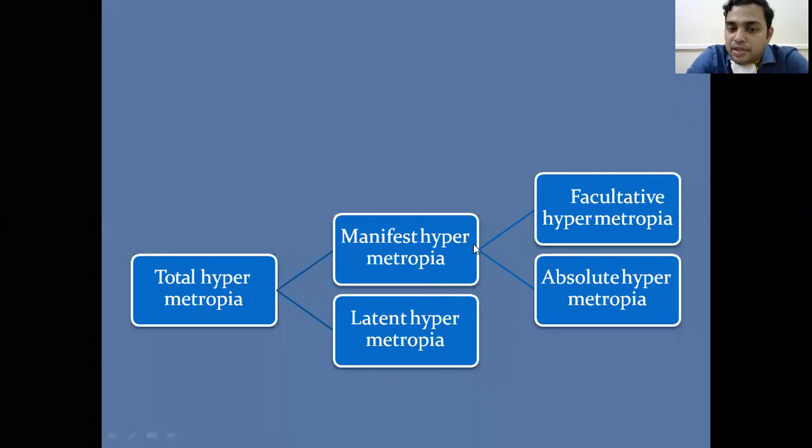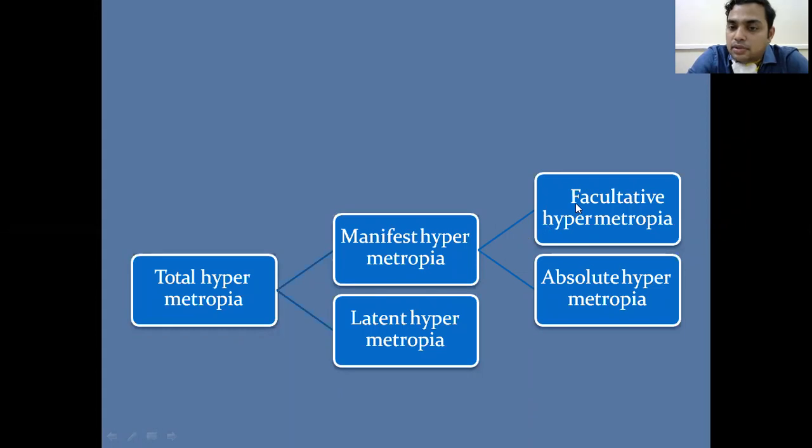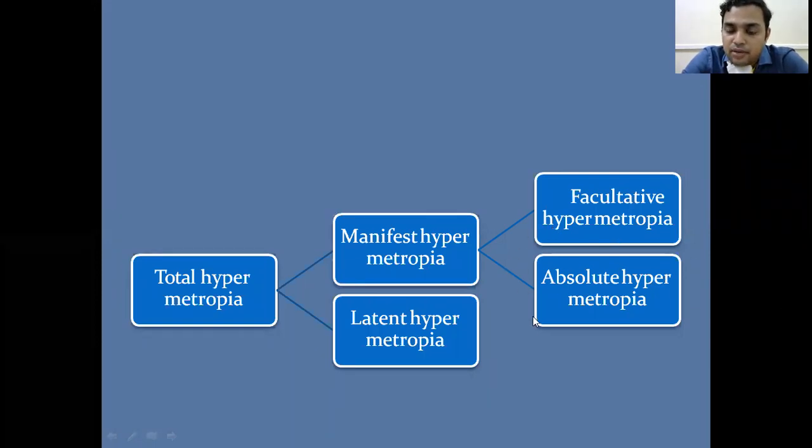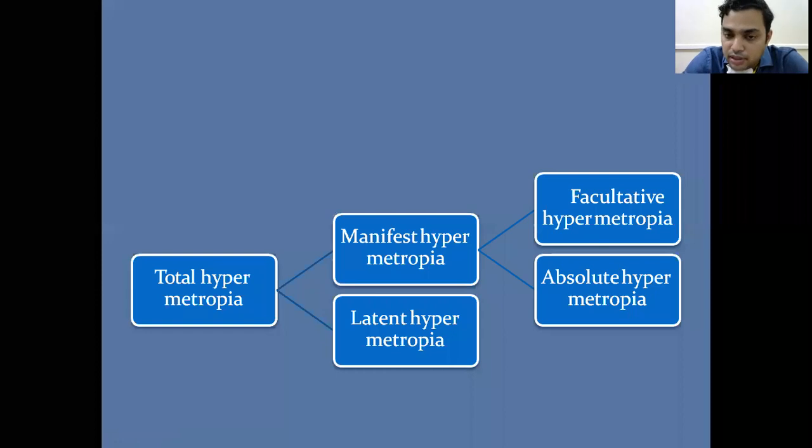In case of manifest hypermetropia, it is of two types, that is facultative hypermetropia and absolute hypermetropia. This facultative hypermetropia can be corrected by the patient by accommodative effort, by contracting the ciliary muscle. But this absolute hypermetropia is the only part of the hypermetropia which can be disclosed without dilating the patient or without using any cycloplegic drug.